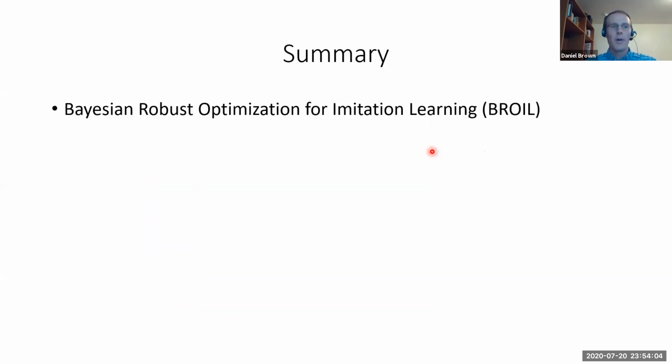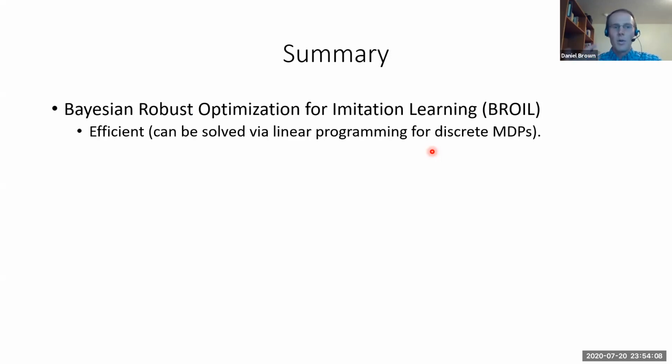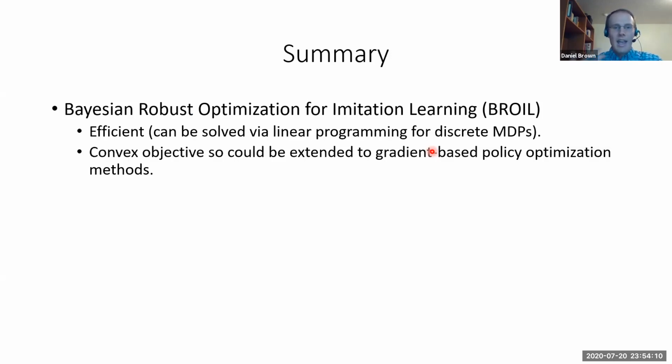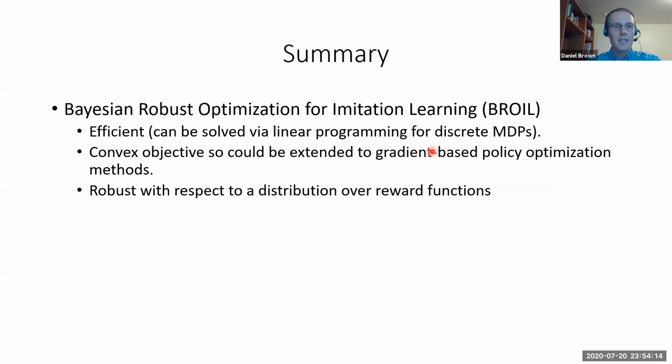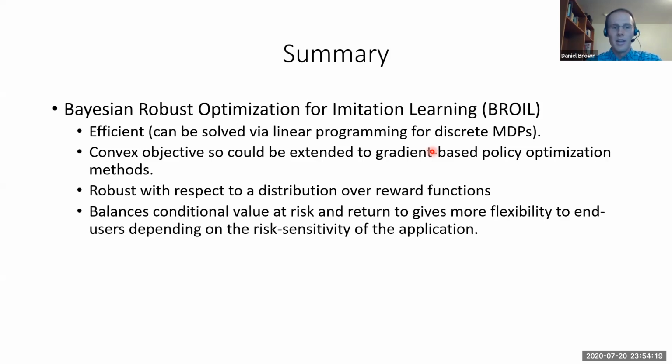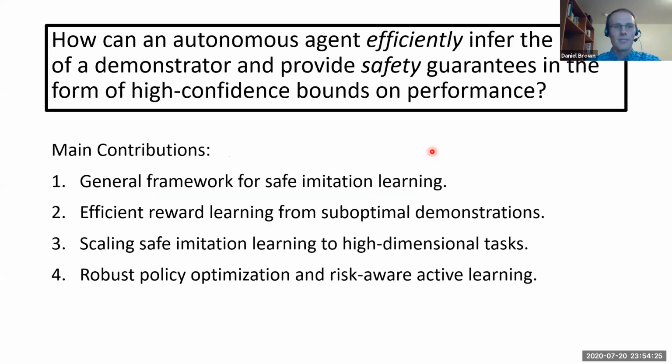So in summary, we proposed this method called Bayesian robust optimization for imitation learning, which is efficient. It's got a convex objective, so it could be naturally extended to more gradient-based policy optimization methods. And it makes a policy robust with respect to this distribution by balancing conditional value at risk and return to give us this flexibility depending on the situation.